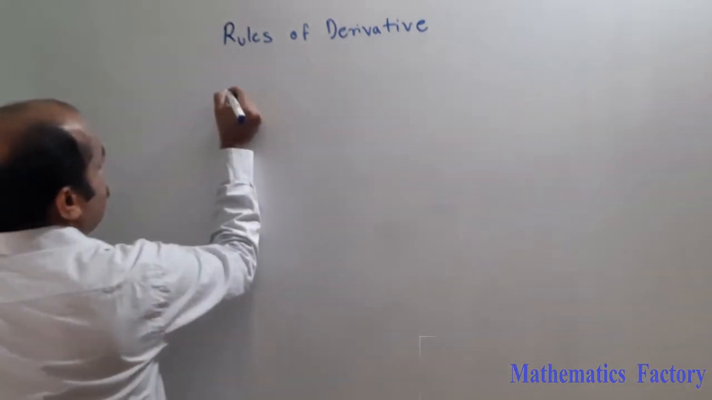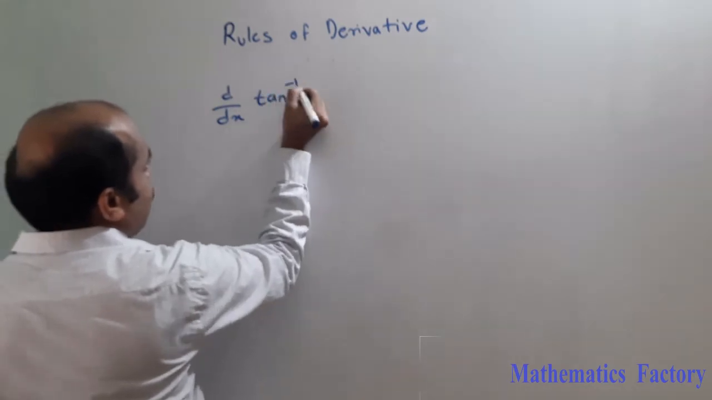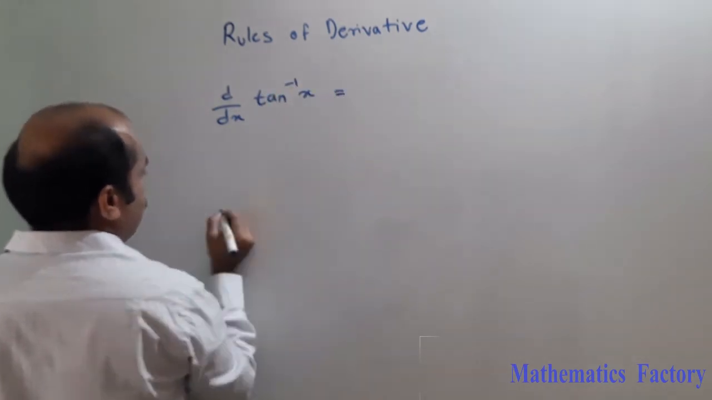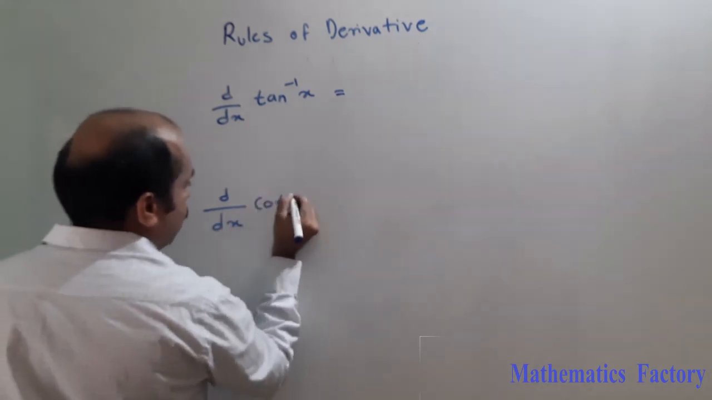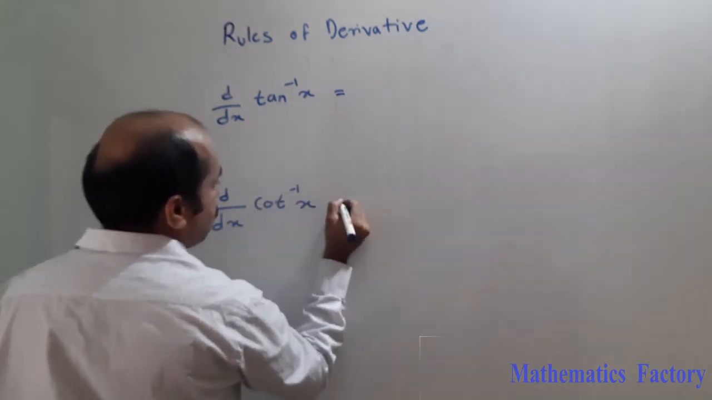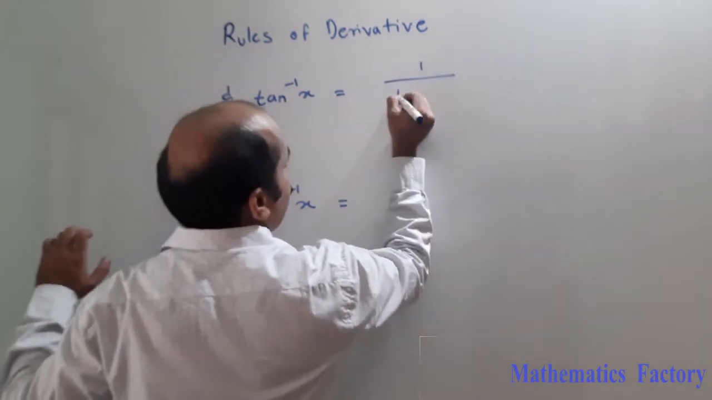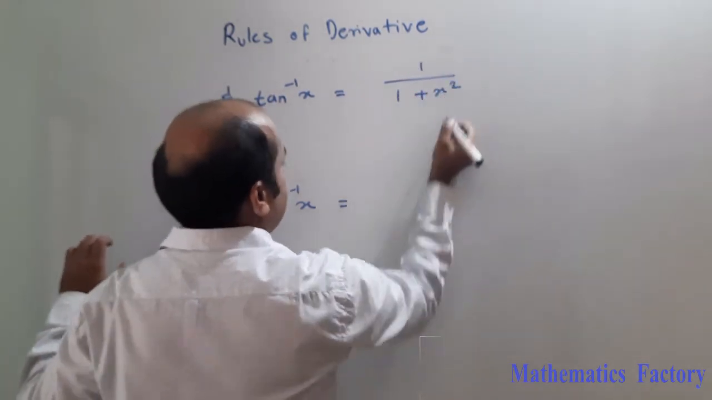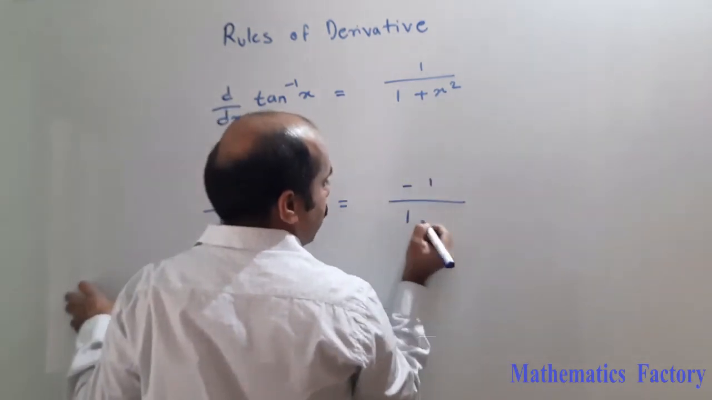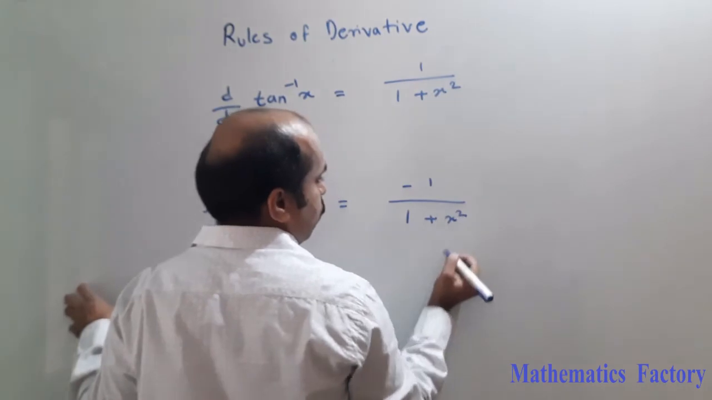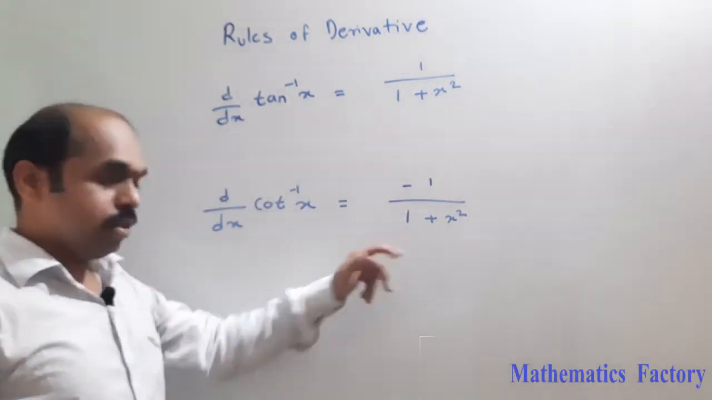Now next is derivative of tan inverse of x and derivative of cot inverse of x. So the formula for tan inverse of x is 1 upon 1 plus x square, okay, and for cot inverse it is minus 1 upon 1 plus x square, okay. So only difference is in sign, okay, rest of the terms are same.